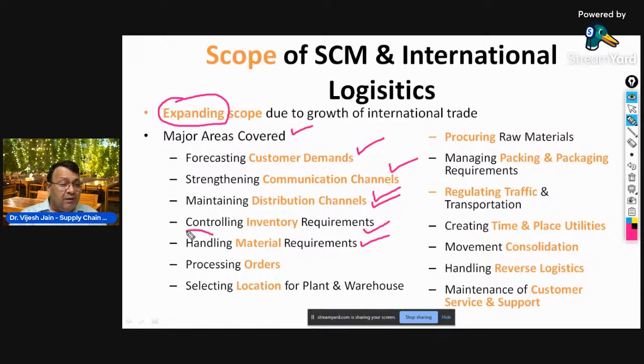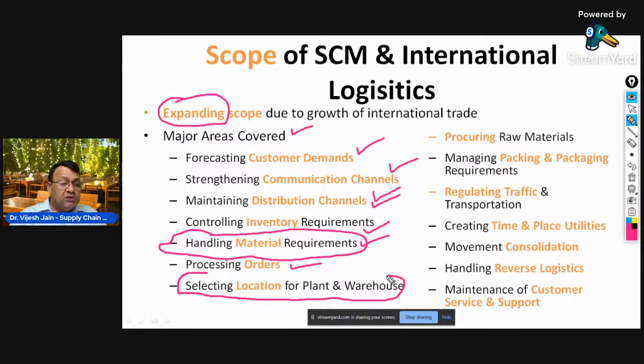So that necessitates the handling of the materials requirement for the overall supply chain management, as well as processing the orders. So all these things are now ever expanding and becoming part of the supply chain management, including the selection of the location for plants and warehouses. So even that has now become part of the international supply chain and logistics management.